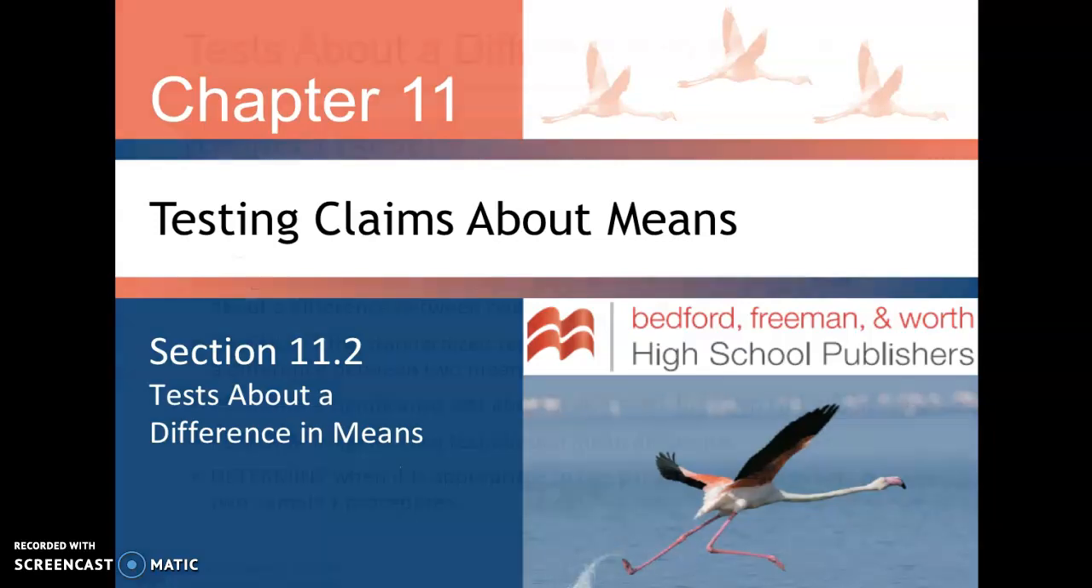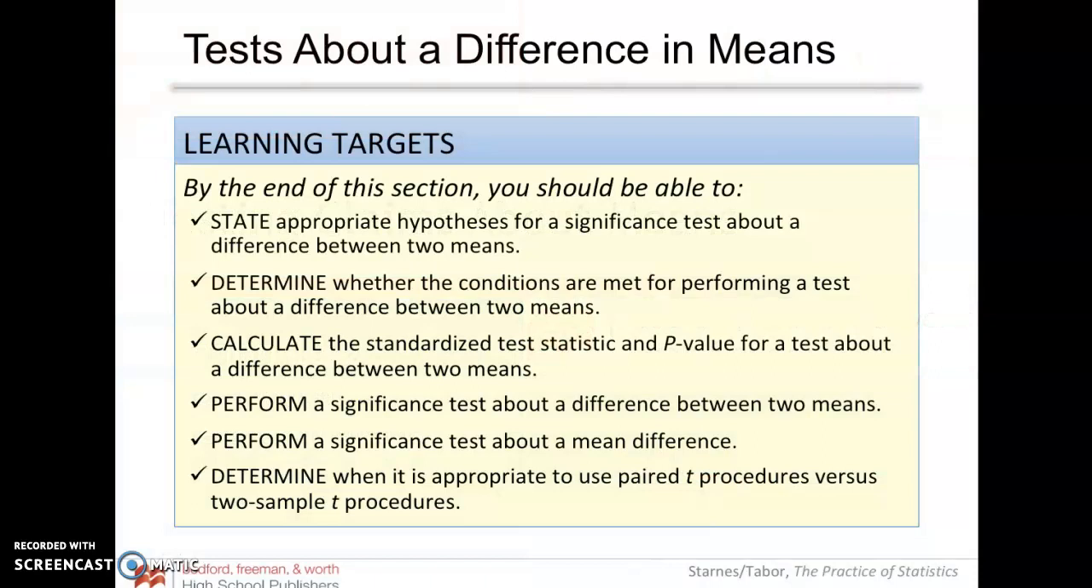We are in Chapter 11 in our AP Statistics curriculum, and we're going to be talking about testing claims about means. Our learning targets for this section are to state our hypotheses, check conditions, calculate the test statistic, and find the p-value; perform a significance test about the difference between two means, which is putting all of those things together; and perform a significance test about a mean difference, which, if you remember, is that paired data that we've been talking about on and off; and determine when it's appropriate to use paired t-procedures versus two sample t-procedures. Remember, we always have to decide what kind of inference we're going to be doing at the very beginning of our question.